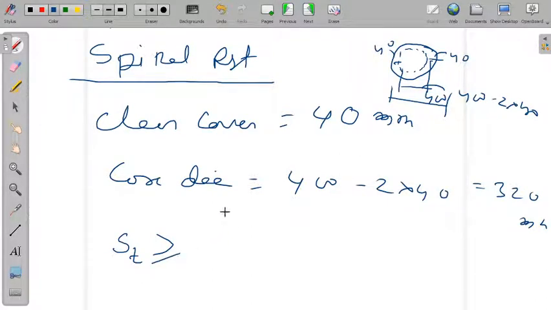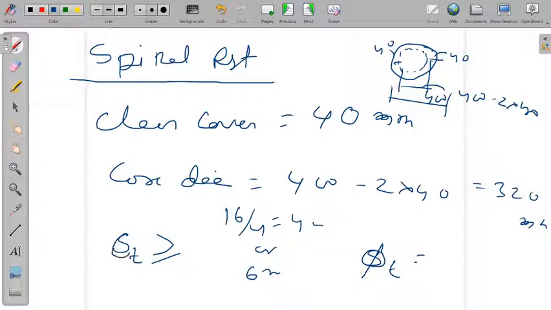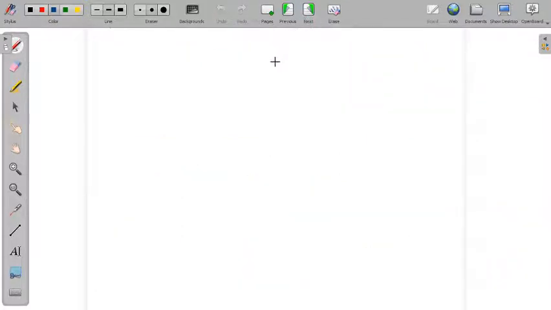phi long max, what are we using? We are using 16 mm diameter. By 4 is how much? 4 mm or 6 mm. So out of this, which one is maximum? 6 mm. So greater than or equal to, so I can take 6 mm or I can take more than that. This is not ST, this is phi t. I can take more than that also. Let us take 6 mm, that's not an issue. So we are starting with 6 mm itself.